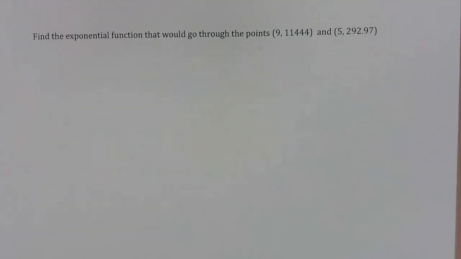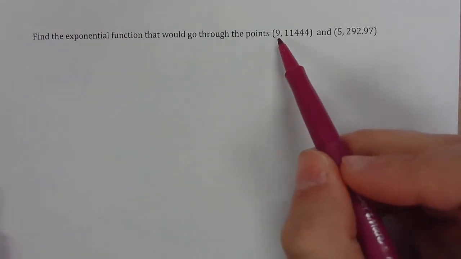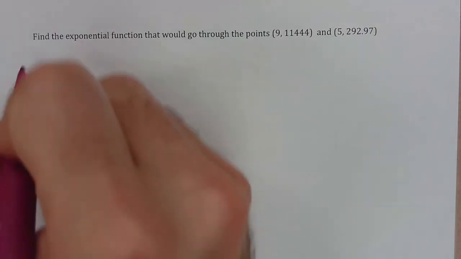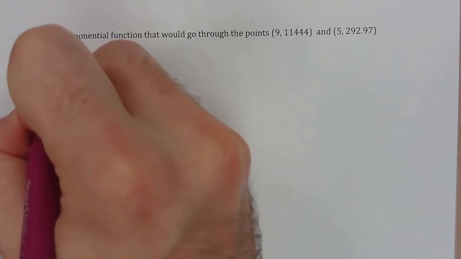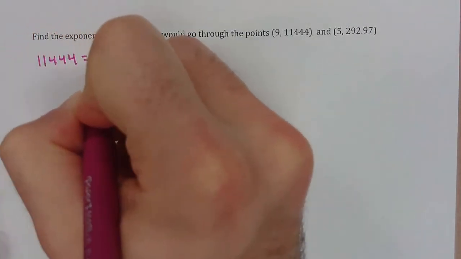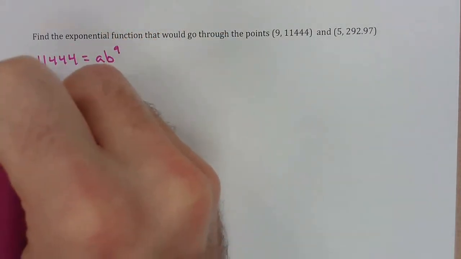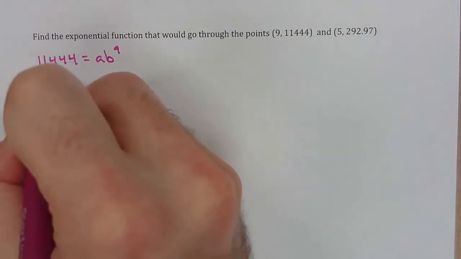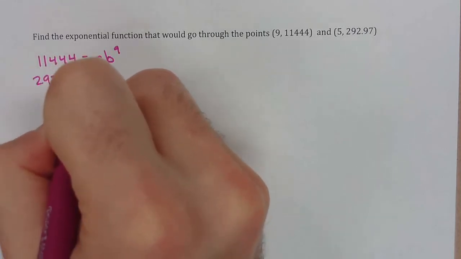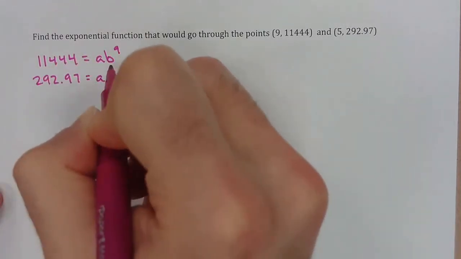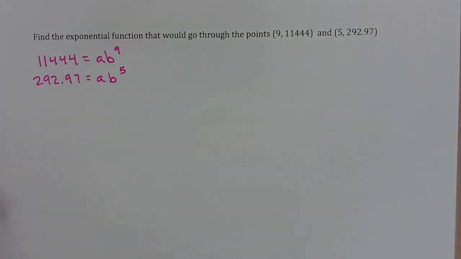Find the exponential function that would go through the points 9, 11,444 and 5, 292.97. All right, so I'm going to start with my higher x value as my top equation. So I'm going to have 11,444 equals ab to the power of 9. And on the bottom, 292.97 equals ab to the 5th.